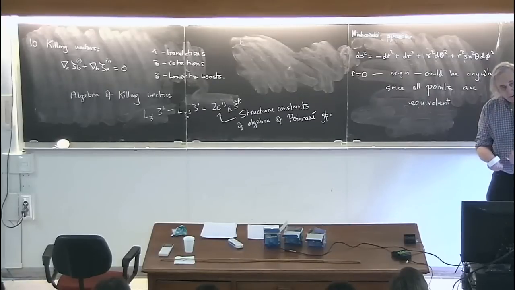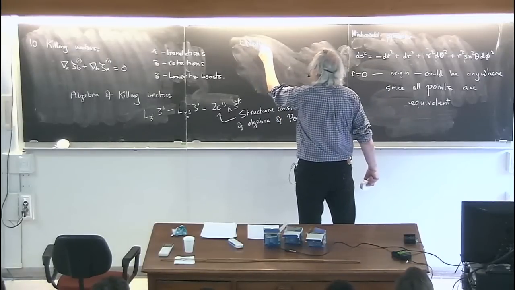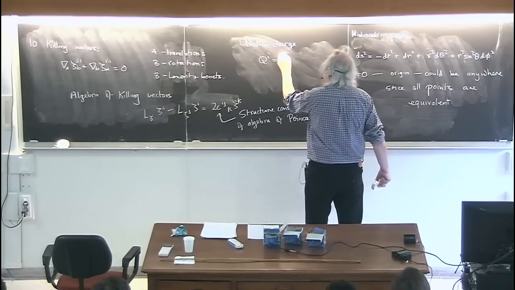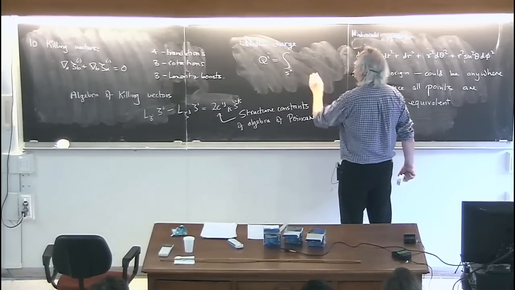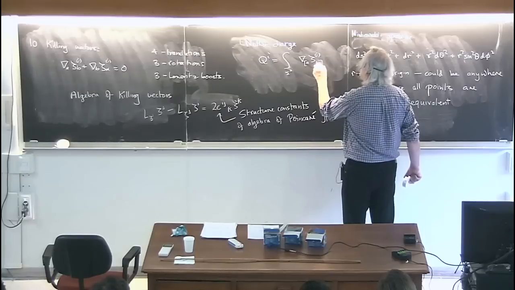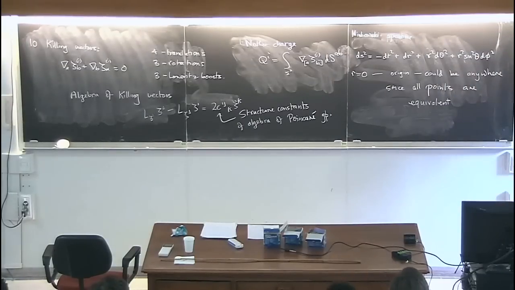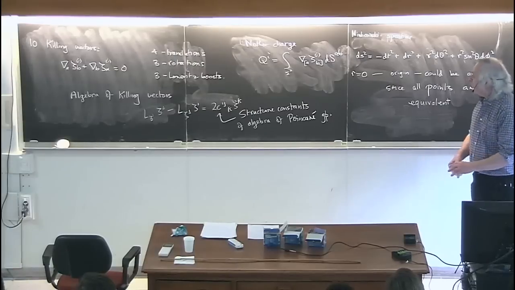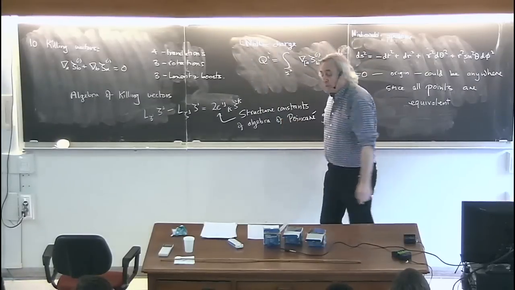Associated with each Killing vector, there is, in principle, a Noether charge, which we could call Qi. That will be the integral over some 2 surface of something like del A psi B for the ith object, anti-symmetrized. I haven't specified what this 2 surface is yet, but you need to determine which 2 surface is going to be relevant for determining what these charges actually are. So that's sort of a common theme associated with all symmetries.